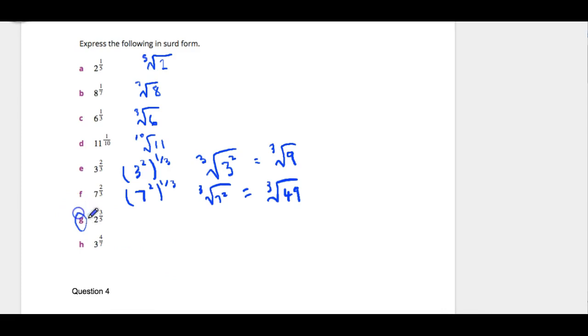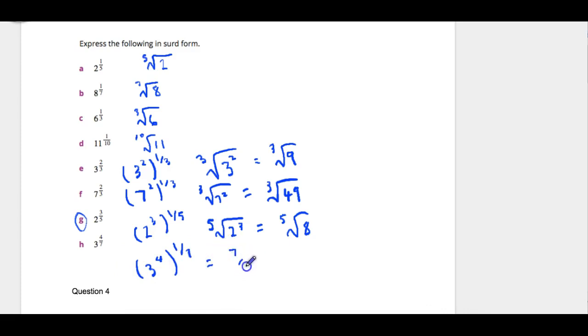Looking at G now. We've got 2, the numerator is 3, then the power outside is 1/5, so that gives us the 5th root of 2 cubed, and 2 cubed is 8, so the 5th root of 8. And then lastly H, we have 3 to the power of 4 to the power of 1/7, so we have the 7th root of 3 to the power of 4, and 3 to the power of 4 is 81.